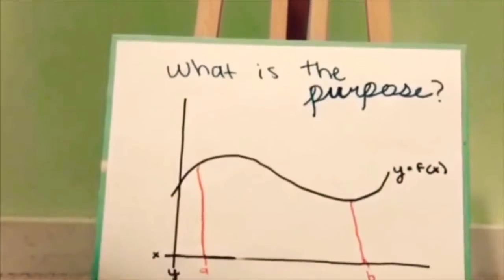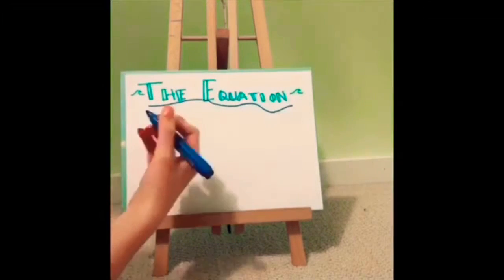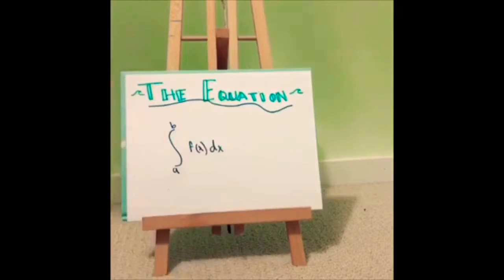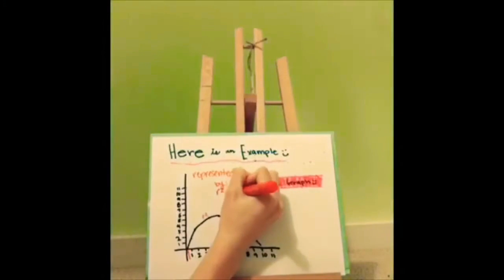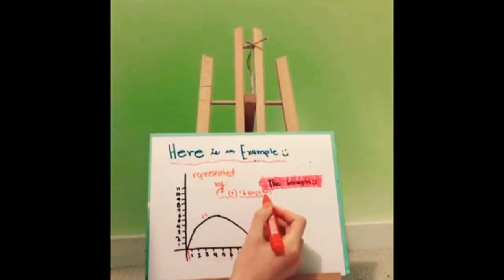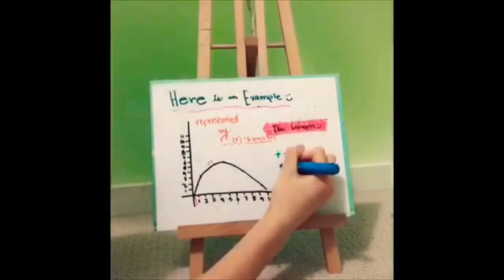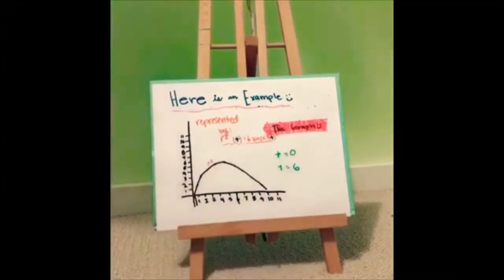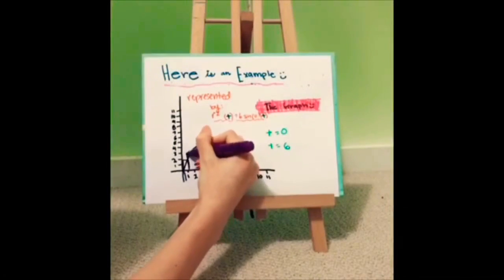In this case, the orange lines represent A and B. The equation has A and B above the S shape, as well as f of x and dx. Now, here's an example. Below on the graph is shown a curved line. The pink equation represents the graph. T is what we want to find out in that moment.